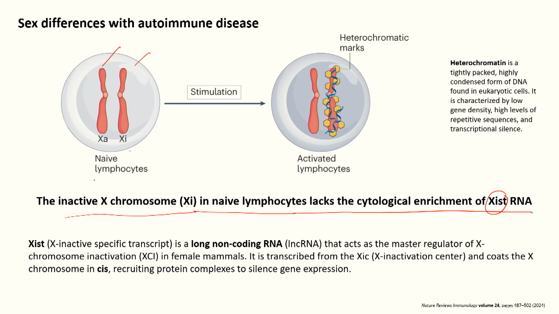Now that means in the naive lymphocyte we don't see much variation, while once it is stimulated, the naive lymphocyte can be converted into an activated lymphocyte. And once it is an activated lymphocyte, we see that the Xi becomes activated. How it is activated is because of the presence of X inactive specific transcript. These are actually long non-coding RNA. Non-coding RNA stands for the RNA which doesn't code for any protein. So these are the RNA which can help in the regulatory aspect of gene expression in the human body.